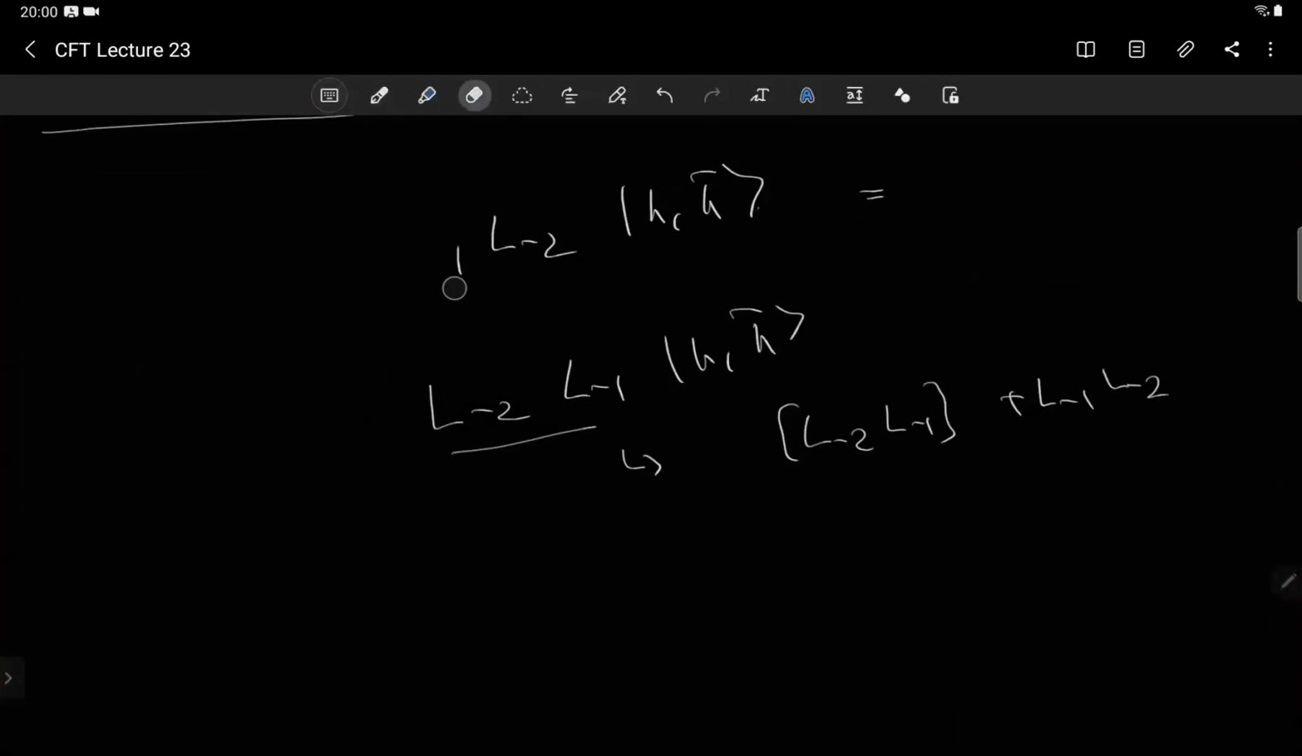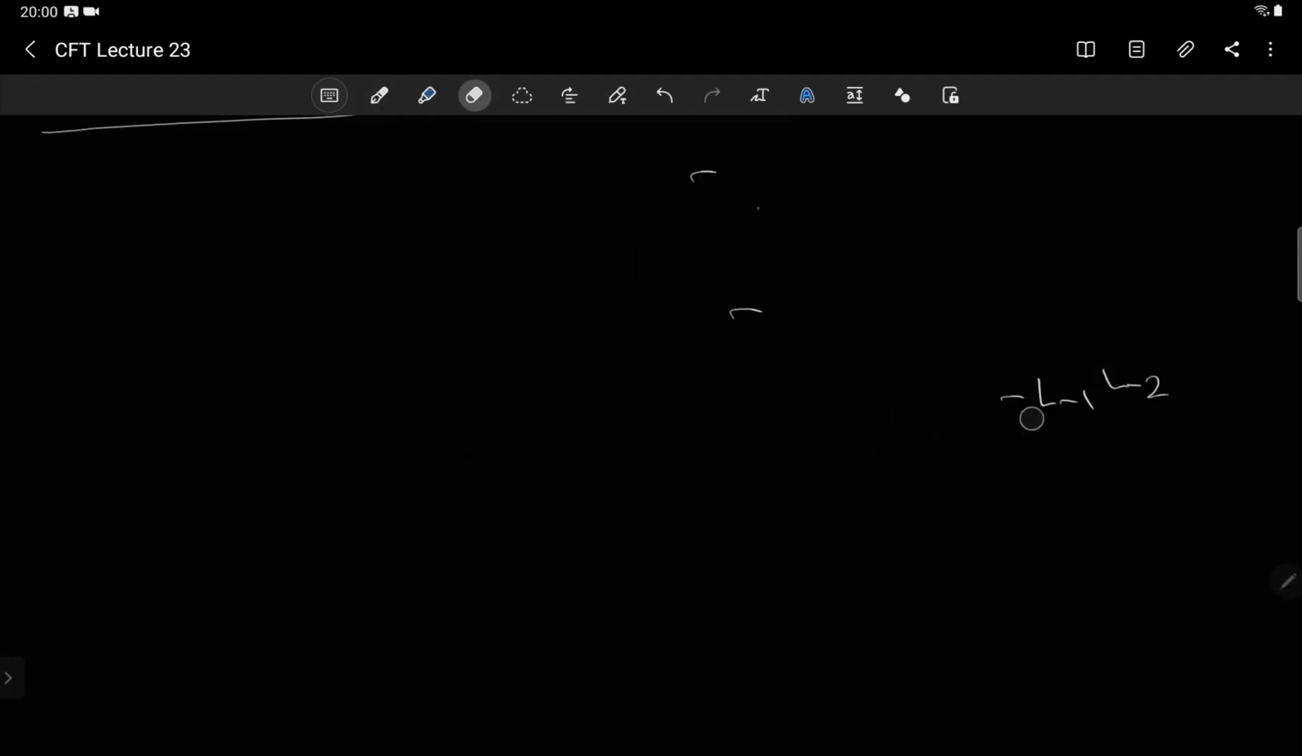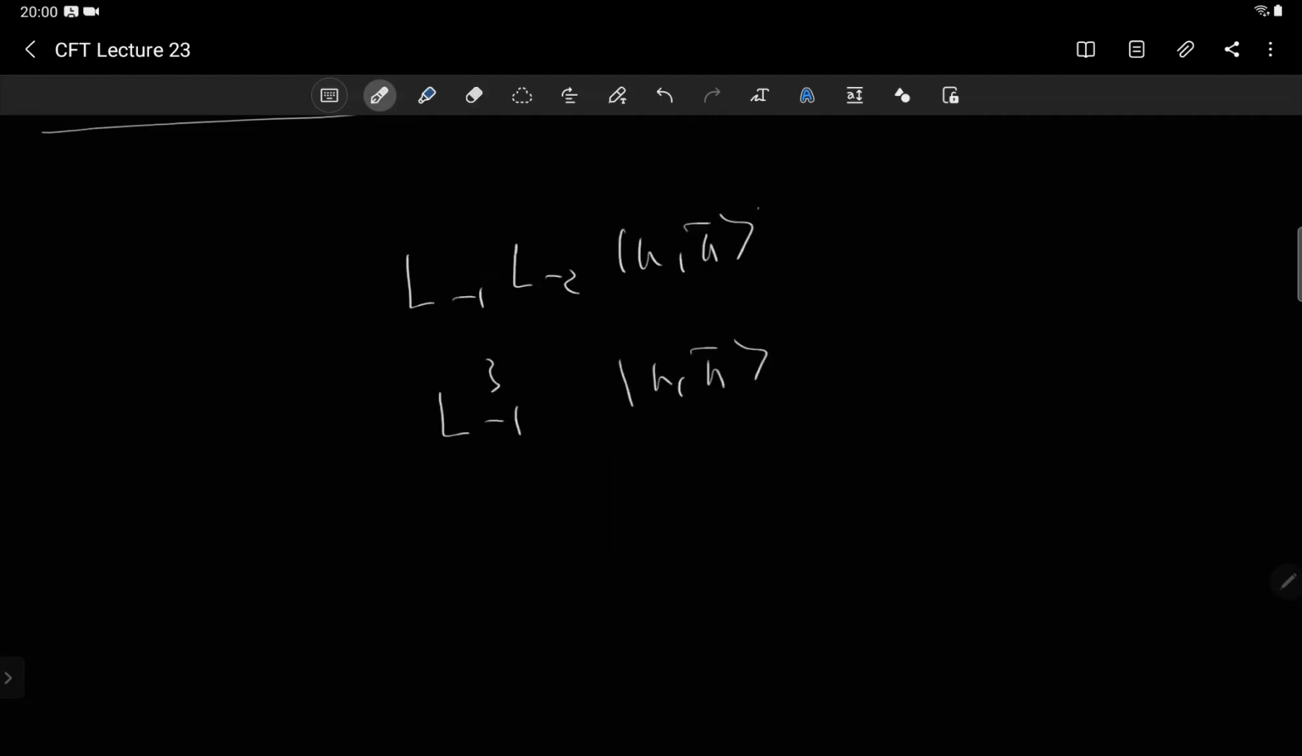Let me repeat it. Okay. So let's try to look at these states. Let's take a state with L minus 1, L minus 2 on h bar, and we take another state with L minus 1 whole cube on h bar, and we take a state L minus 3 on h bar, and then we take another state which is L minus 2, L minus 1 on h bar.